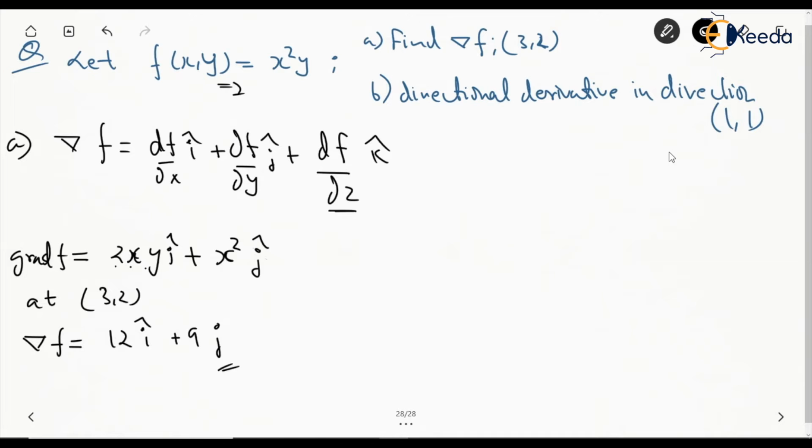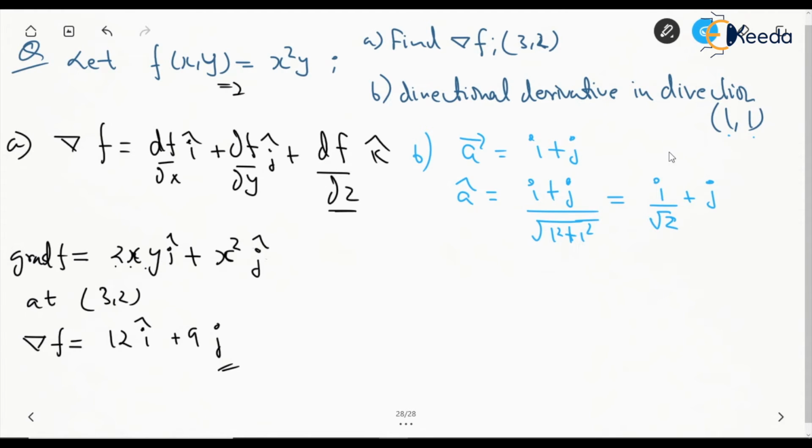Now the next question, part B, says we have to find the directional derivative in the direction of 1 comma 1. So this vector a is given as i plus j because both the components are 1. Also we can find a cap, which will be i plus j divided by root of 1 square plus 1 square, which will become i by root 2 plus j by root 2, or you can keep 1 by root 2 common also.